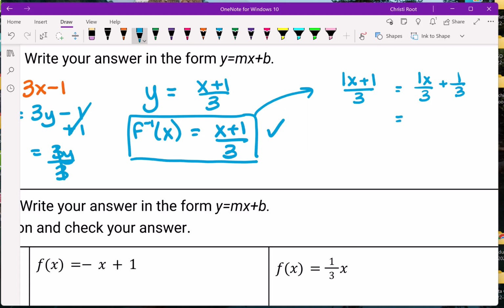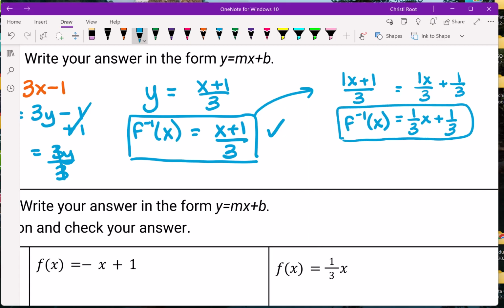Last step. See that 1 over 3 right here? We're going to separate it from the x. So I'm going to write 1/3 x plus 1/3. That's the other option that you might see, especially if it wants you to write it in the form mx plus b. So I just want you to be aware, both of them are good. First option is great. Second option is a possibility. I don't want you to freak out thinking that you're doing it incorrectly.